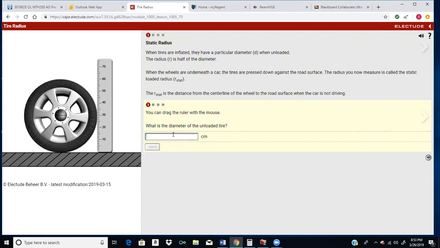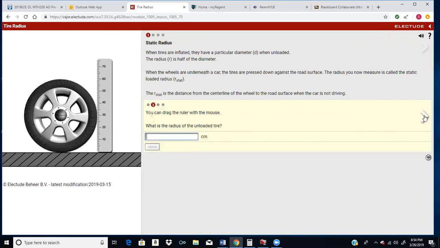It says, what is the diameter of the unloaded tire? Basically you may have to put a piece of paper on top just so you can actually see it. It looks like it's at 60, in centimeters, so we'll put 60 and see if that checks out. Okay, good, so we're right. We're just using the measurement to measure the tire's diameter.